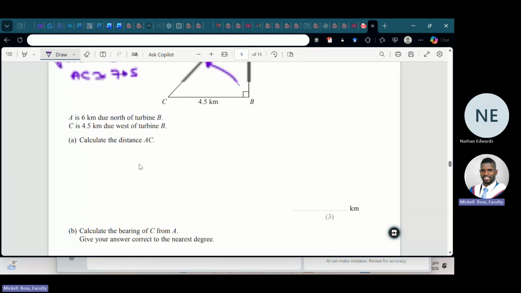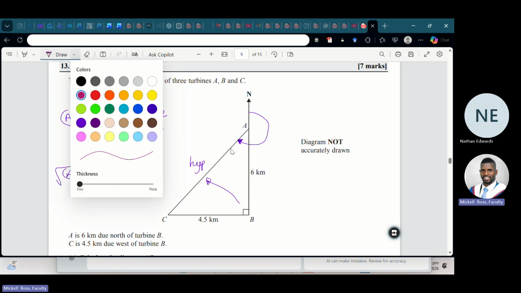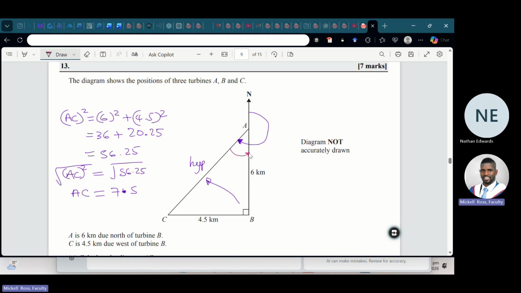Calculate the bearing of C from A. So we need this bearing right here. Notice there's a C from A. Now, we know that all the way to this line is 180. So one of the things we have to do first is find out what this angle is. You have the opposite side, the adjacent side, and the hypotenuse. We know the length of the hypotenuse now, which is AC.